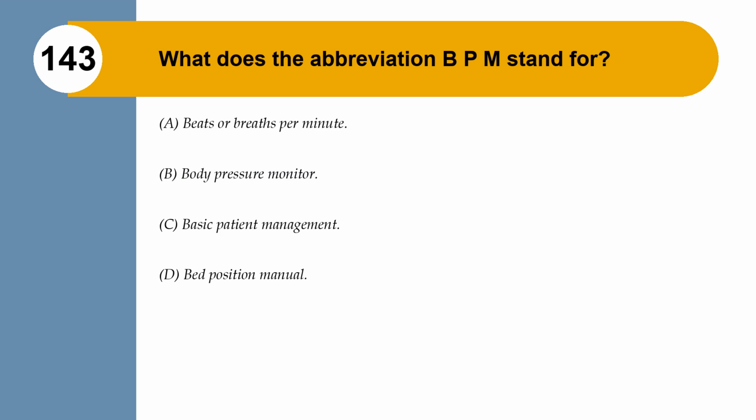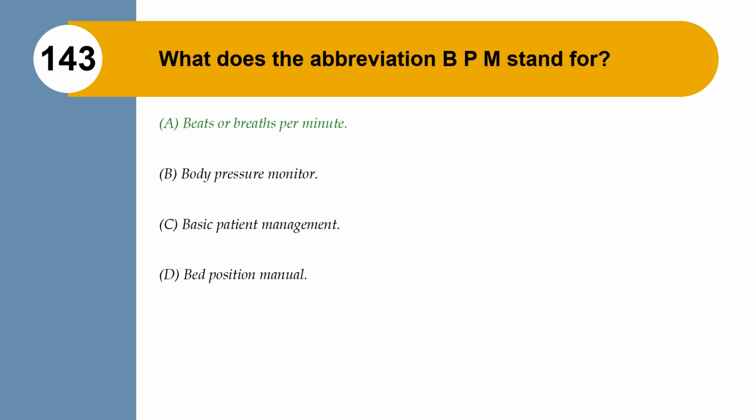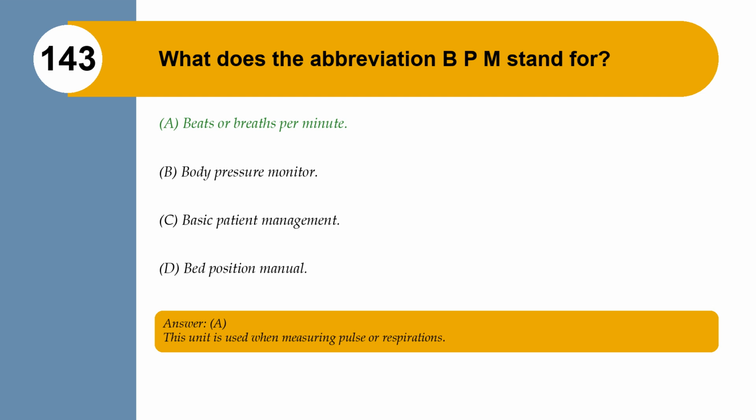Question 143. What does the abbreviation BPM stand for? Option A, beats or breaths per minute. Option B, body pressure monitor. Option C, basic patient management. Option D, bed position manual. The correct answer is option A, beats or breaths per minute. Explanation. This unit is used when measuring pulse or respirations.